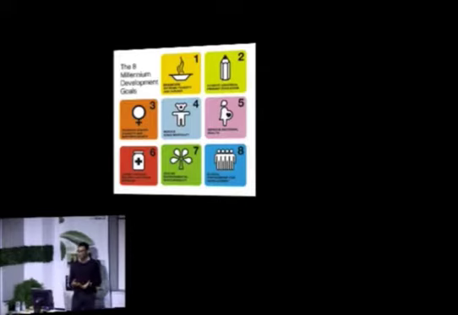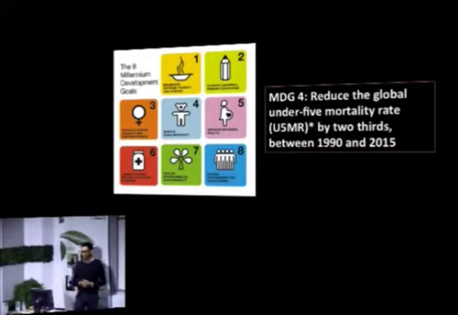In 2015, a new set of goals has been set up called the Sustainable Development Goals, of which one relates to health. But it gives you an idea of the progress in this sort of agenda setting exercise. So we're going to focus today on Millennium Development Goal 4, which is to reduce the global under-5 mortality rate by 2/3 between 1990 and 2015, which we passed.